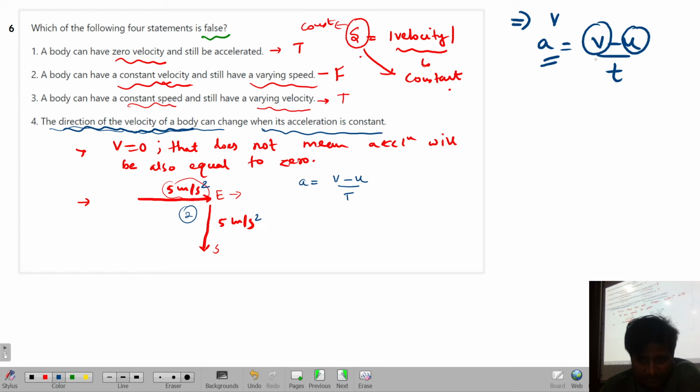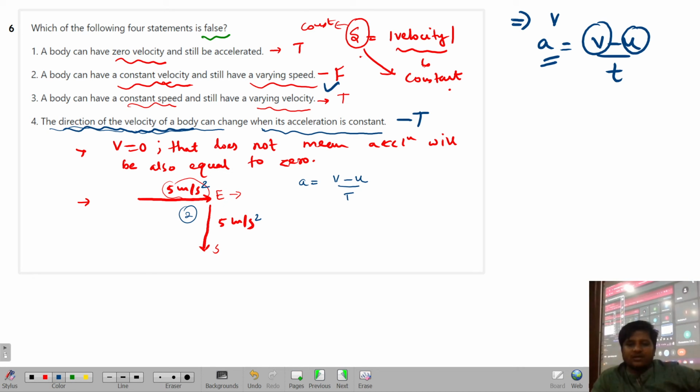So if you are changing the direction, what will happen? The direction of a will change. So therefore, this is true: if the direction of the body is changing, the magnitude of its acceleration will remain the same, because only the direction is changing, not the magnitude. So which statement is false? Option 2 is false. For constant velocity, you can't have a varying speed. Yes or no? Got it or not?